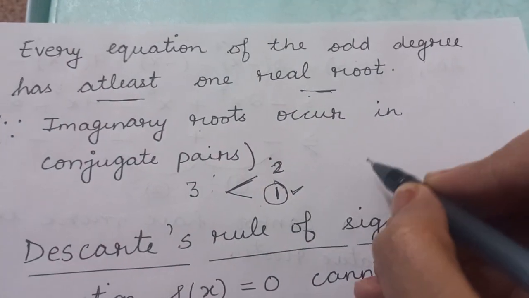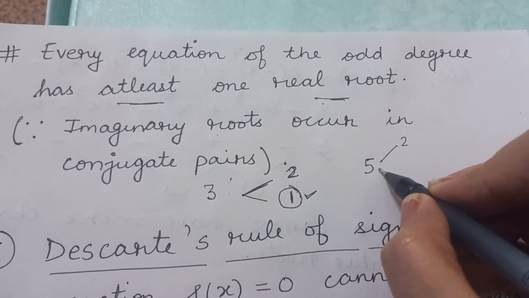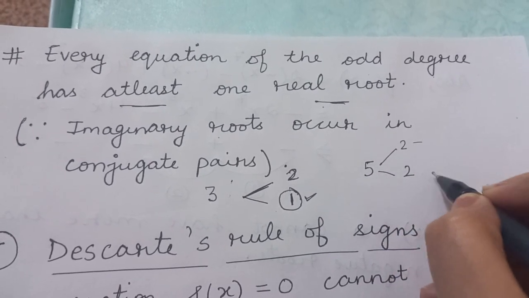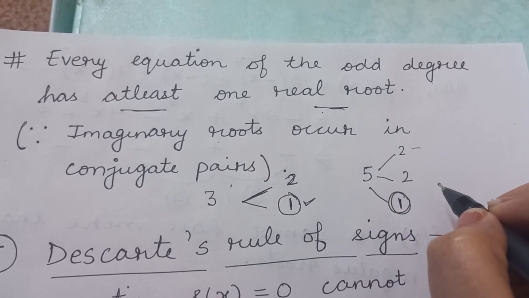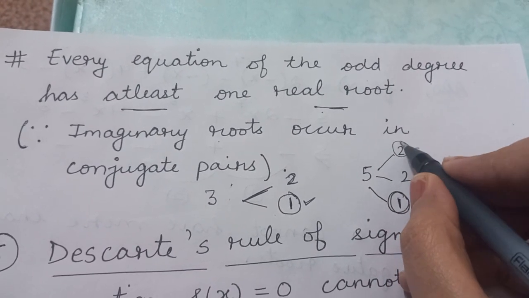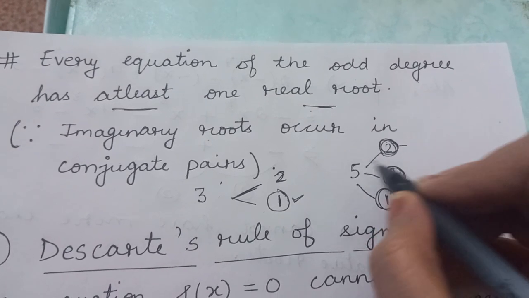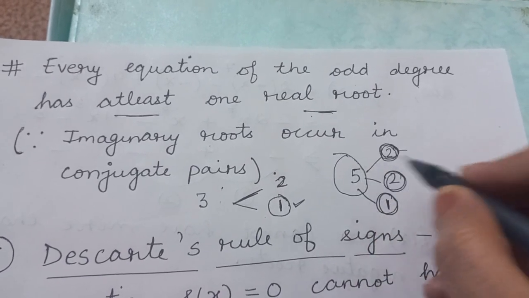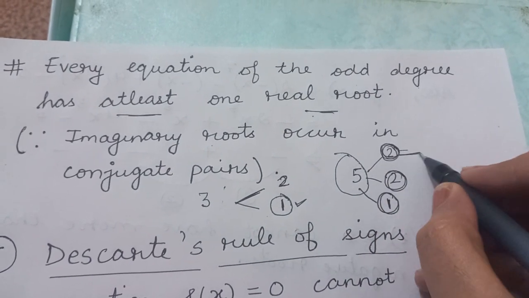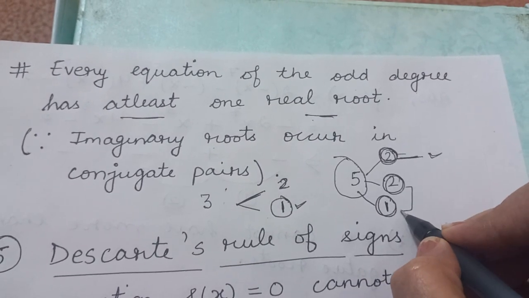If I talk about the degree being 5, there can be two pairs of imaginary roots, 1, 2, and the third, the last one, will be a real root. This is the possibility that this is a pair of imaginary roots, and this is a pair of imaginary roots. It is not necessary. All the 5 roots can be real roots, right? But if there are imaginary roots, they exist in pairs. There can be only one pair, and these 3 can be real roots. So these are the possibilities, okay?